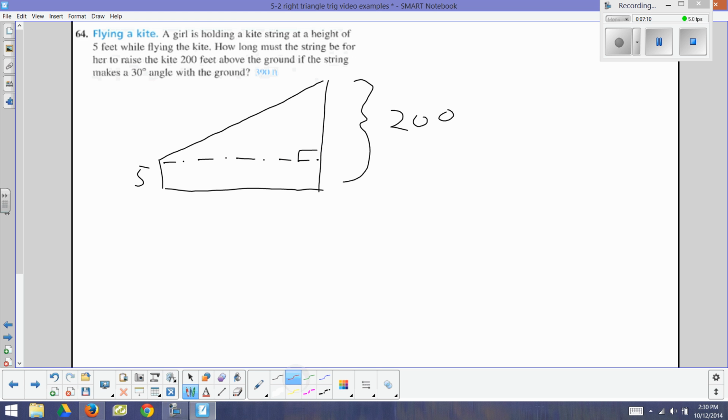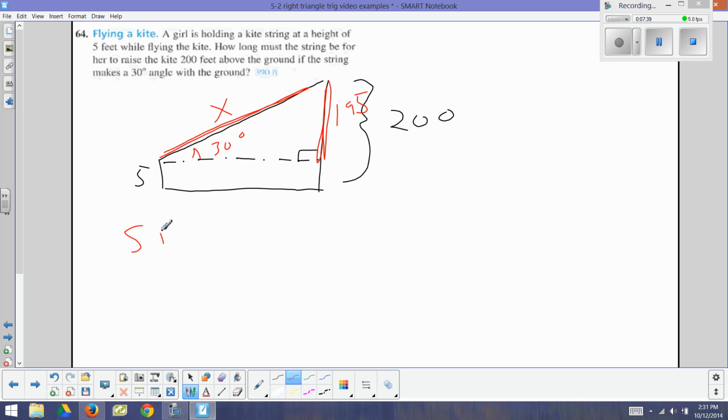So this length right here is 195, 200 minus the 5. And it says the angle of elevation it makes to the ground is 30 degrees. So I want to know how long is my string. I have an opposite side that I know. I have a hypotenuse I want to find.